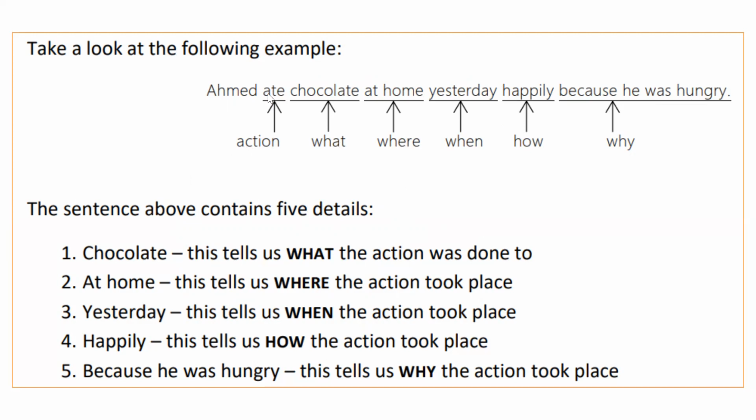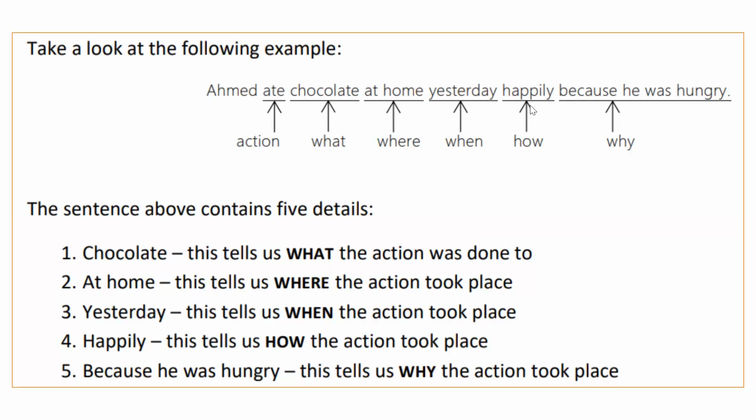So "ate" is the fil, and who is the fa'il? The doer. So Ahmad is the fa'il, the doer. Then we have chocolate. So chocolate is an ism on which the action was done, right? The action of eating. So this is what the action was done to. Chocolate is the thing the action was done to. And then "at home" is telling us where the action took place. And "yesterday" is telling us when the action took place.